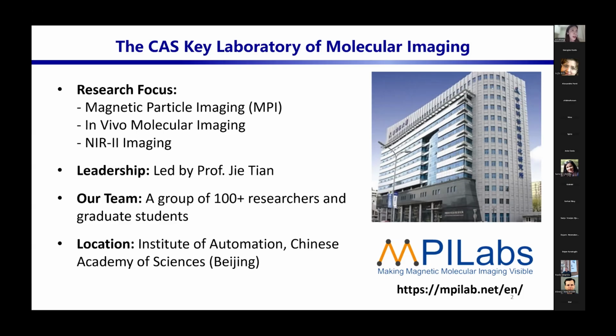And for the past, I believe, 8 to 10 years, we've really dived deep into MPI, and we work on the whole pipeline from designing and building the scanners and developing reconstruction algorithms to exploring new biomedical applications. As for myself, my main focus is on the device or scanner development and biomedical applications, which is what I'll be sharing with you today.